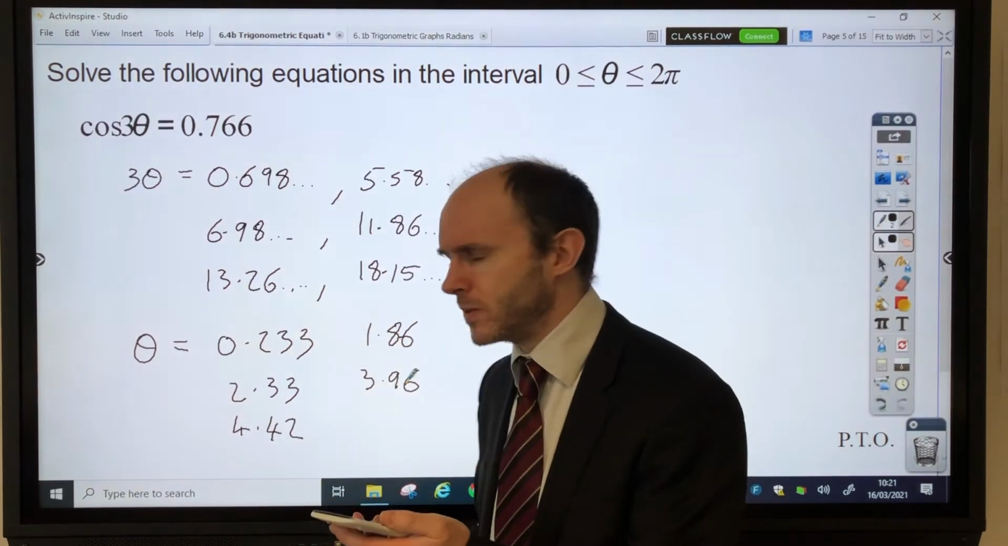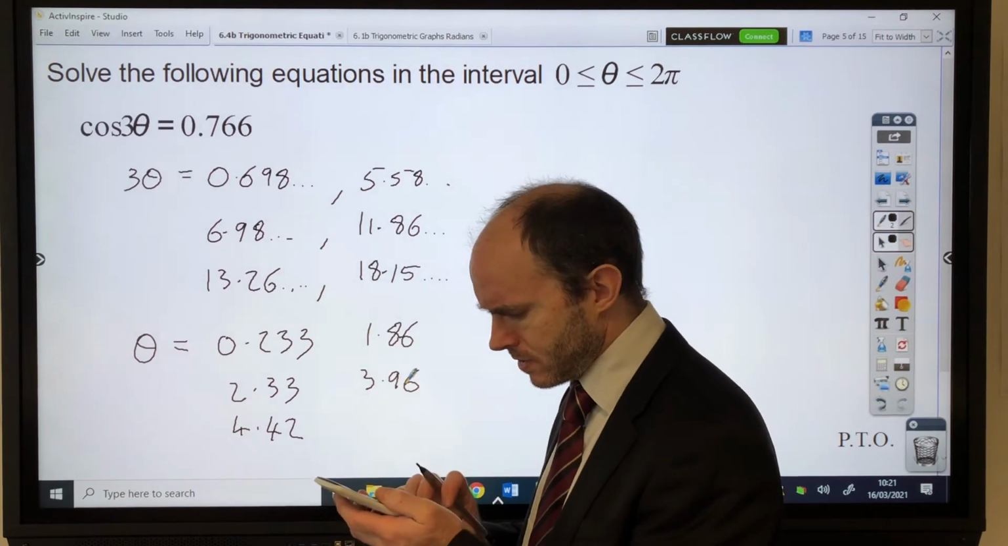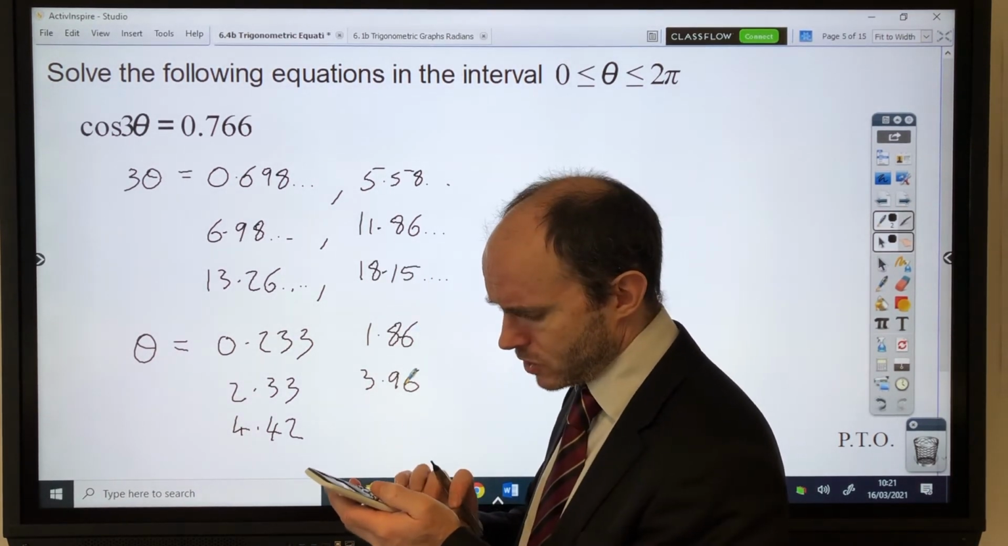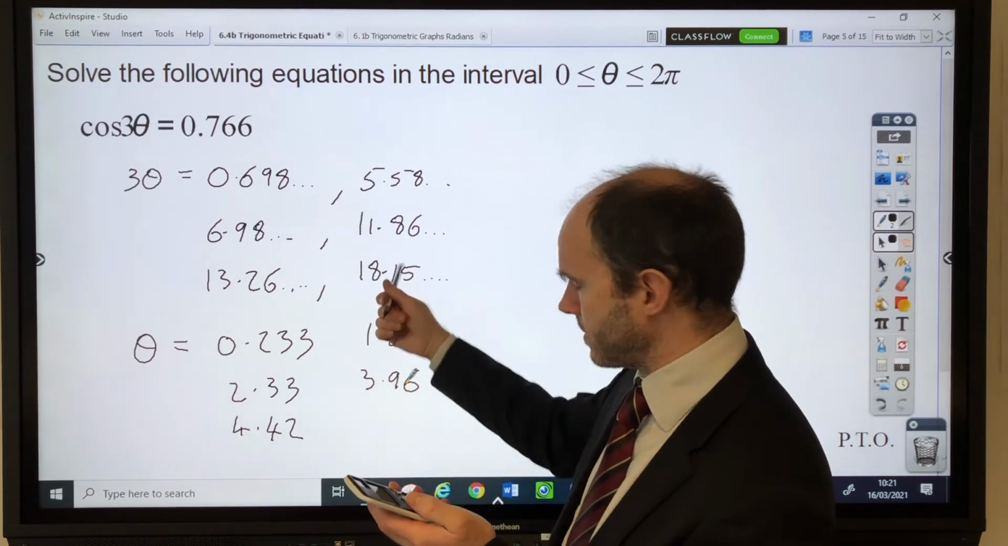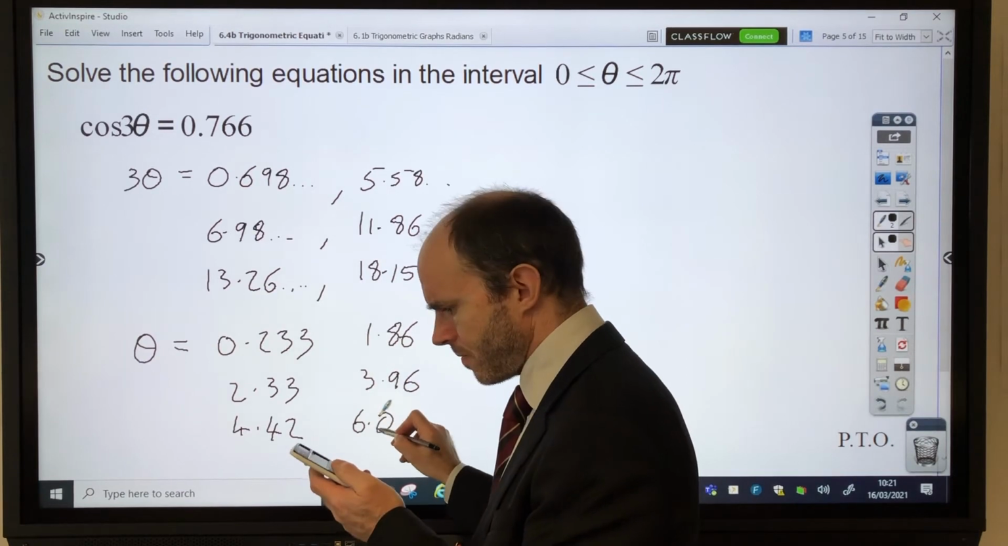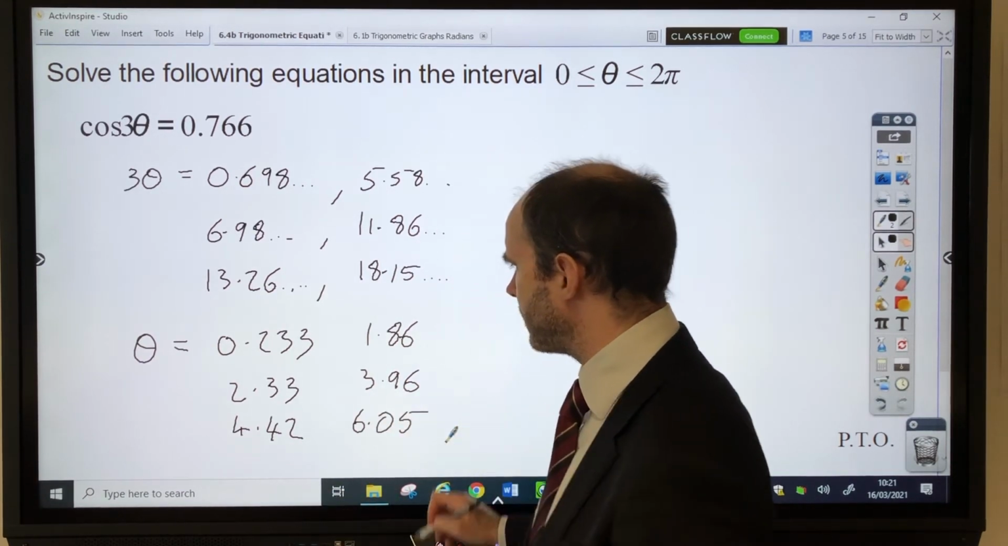Maybe I'll just talk you through what I'm doing to get the next one. Okay, so I'm going to times that by 3 to undo it. Okay, and I'm back to that. If I add on 2 pi, then I'm back to that, and now I divide that by 3. I'll get 6.05. Okay, so those are my 6 answers.